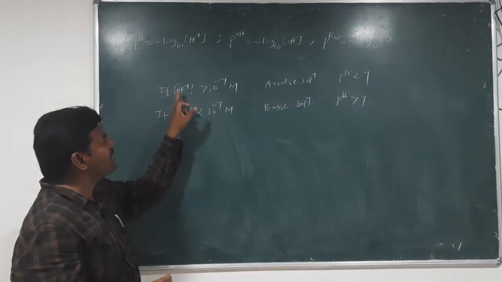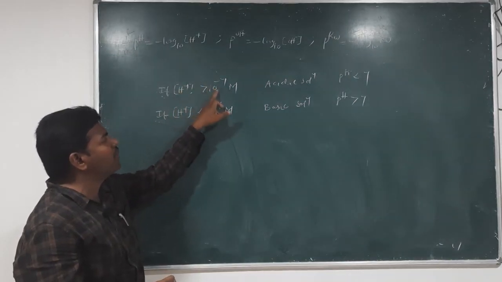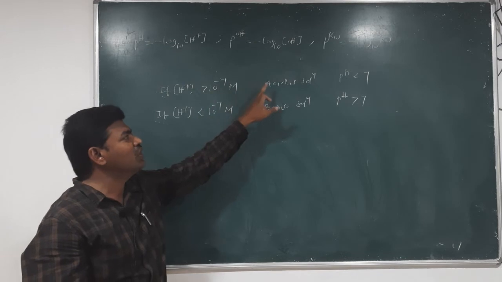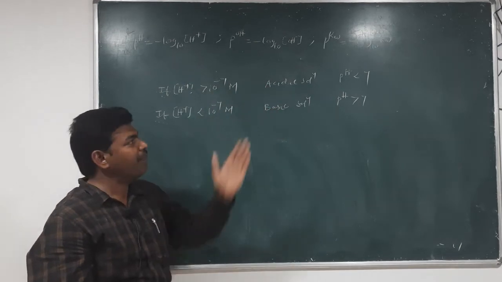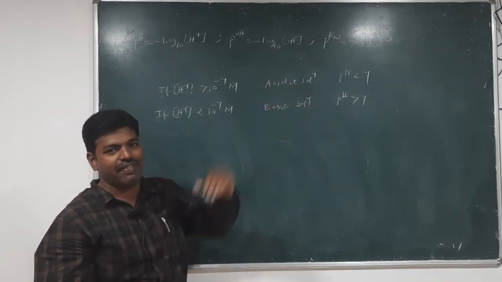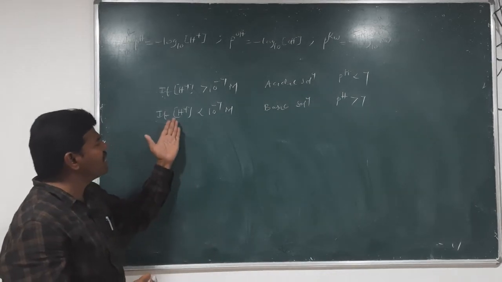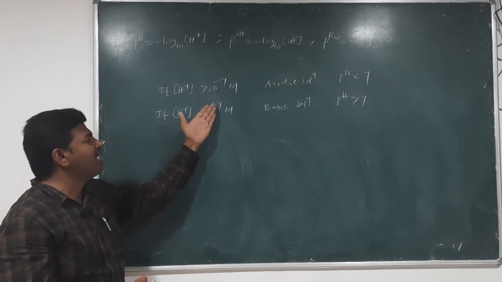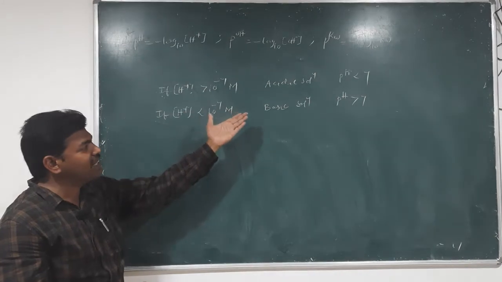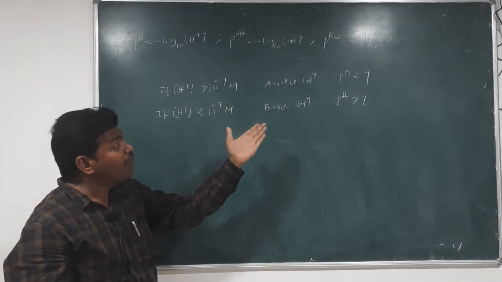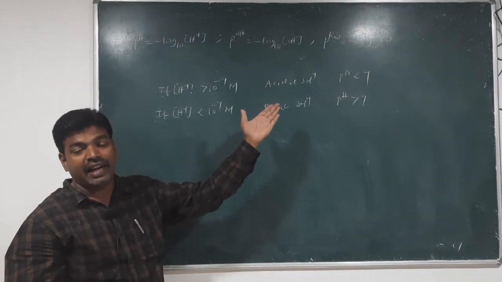So if the concentration of H plus ions is greater than 10 to the power of minus 7 molar, then the solution is acidic, and pH of the solution is less than 7. And if the concentration of H plus ions is less than 10 to the power of minus 7, then the solution is said to be basic, and pH is greater than 7.